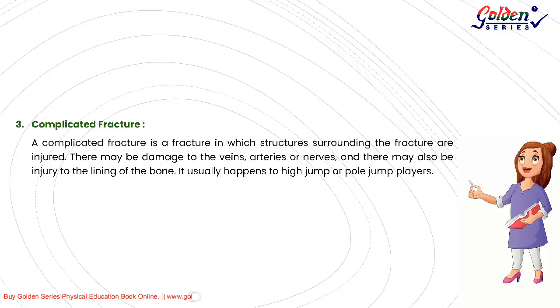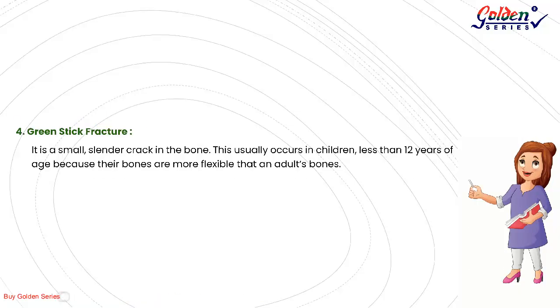A complicated fracture is a fracture in which structures surrounding the fracture are injured. There may be damage to the veins, arteries or nerves, and there may also be injury to the lining of the bone. It usually happens to high jump or pole jump players.